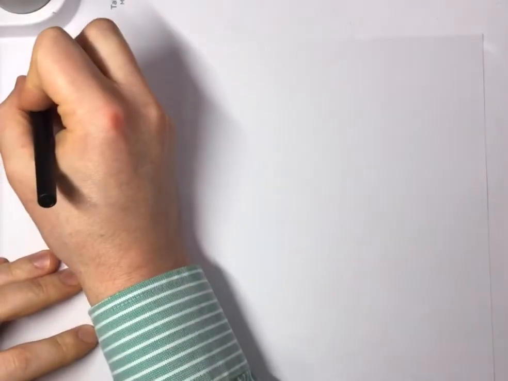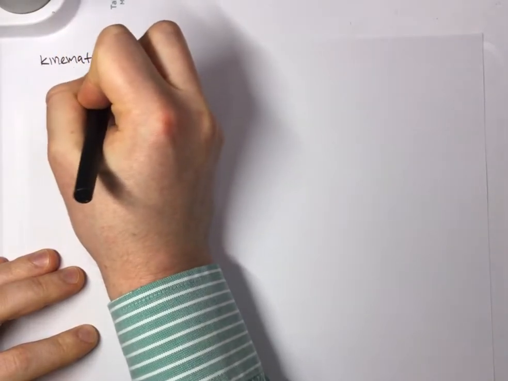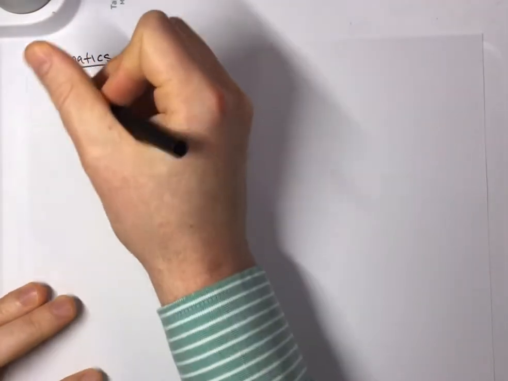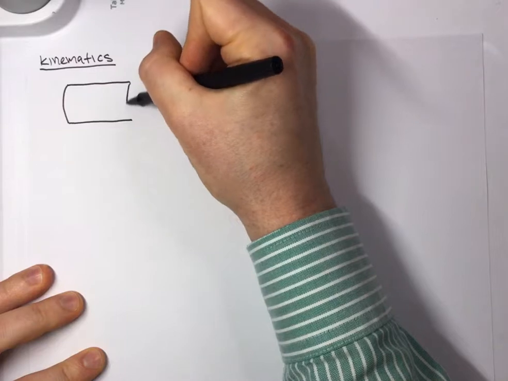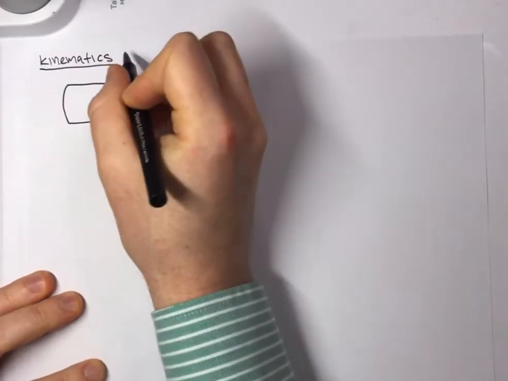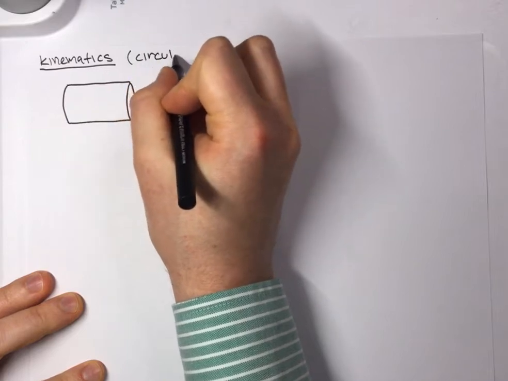Okay, so first we'll talk about kinematics. And so I'm going to draw as best I can here. I'm going to draw a circular rod. We're going to keep our discussion to circular sections.